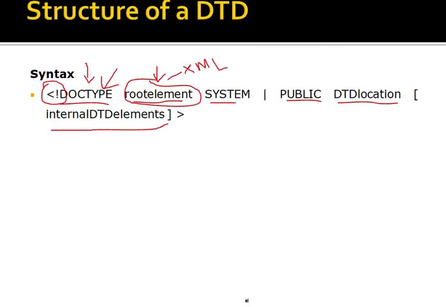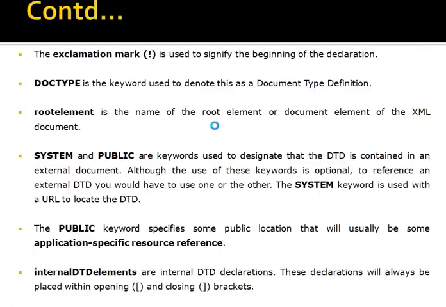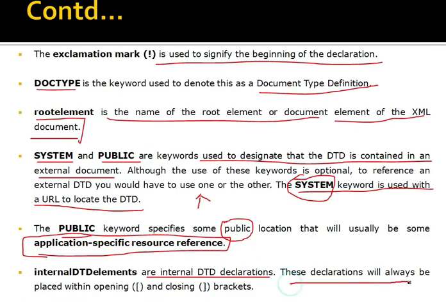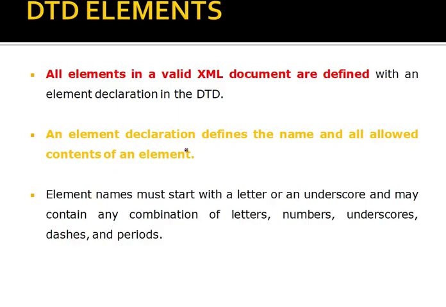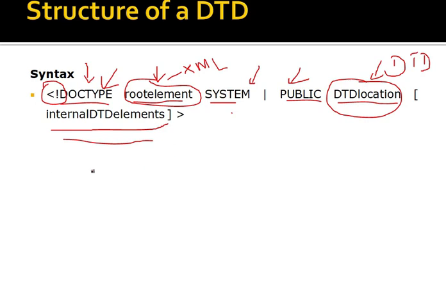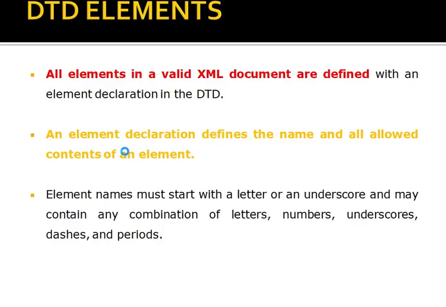So if you see the next part, what is this SYSTEM or PUBLIC URL? It is the DTD location, where the DTD definition is found. That location has to be given. Then the internal DTD elements: this declaration will always be placed within opening and closing brackets, like this. So this is the syntax.